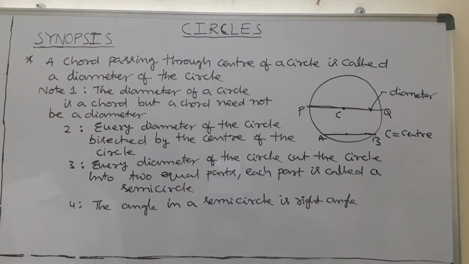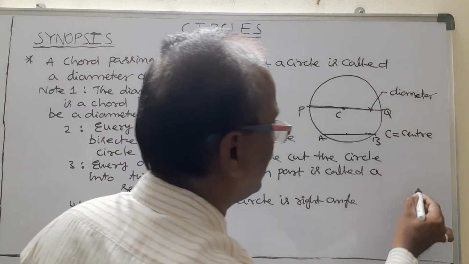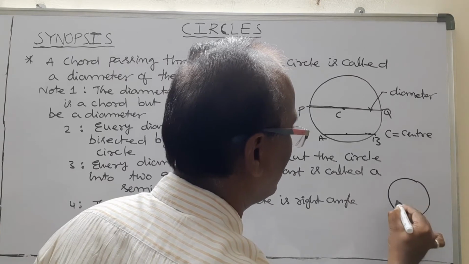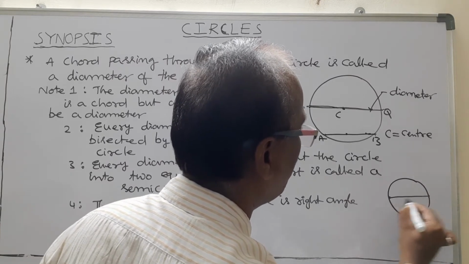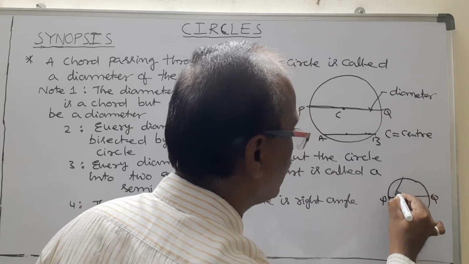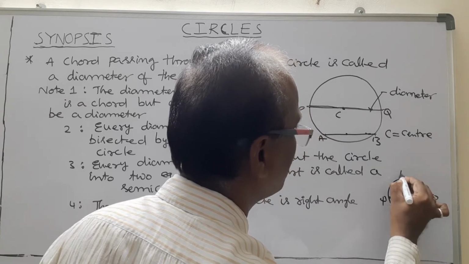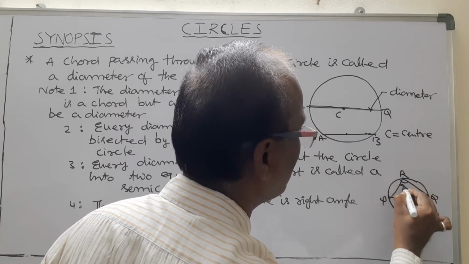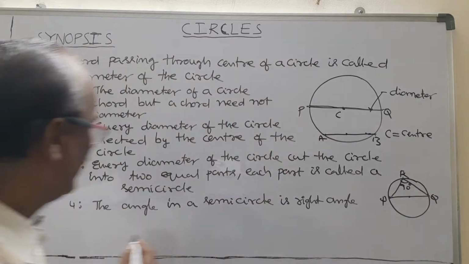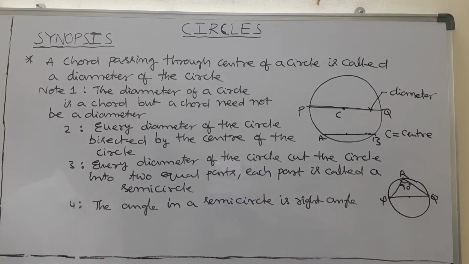These 2 equal parts are called semicircles. Last one, the angle in a semicircle is a right angle. Already you know, this is the circle. This is the diameter PQ passing through the center. If you join the lines at any point on the circumference of the circle, then the angle is 90 degrees. The angle in a semicircle is a right angle.